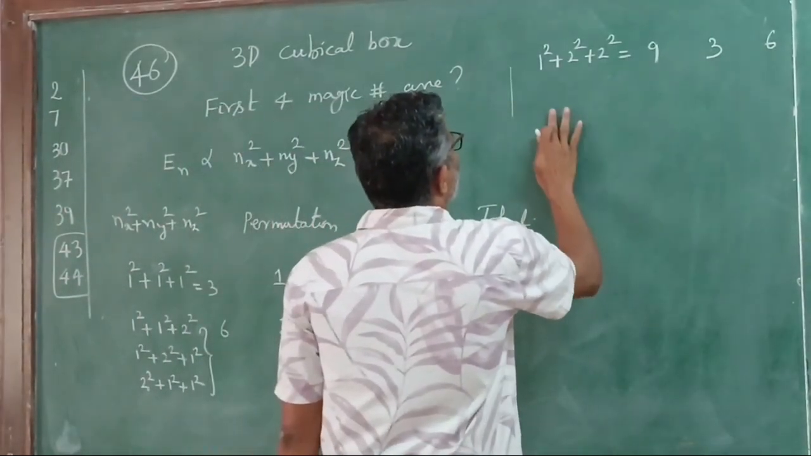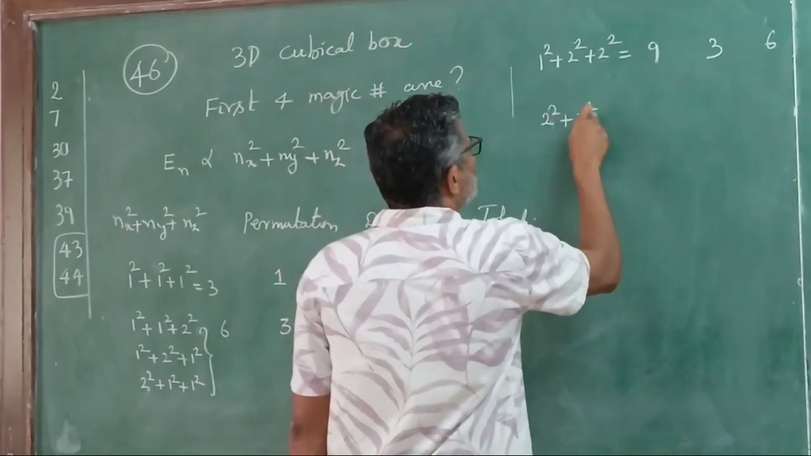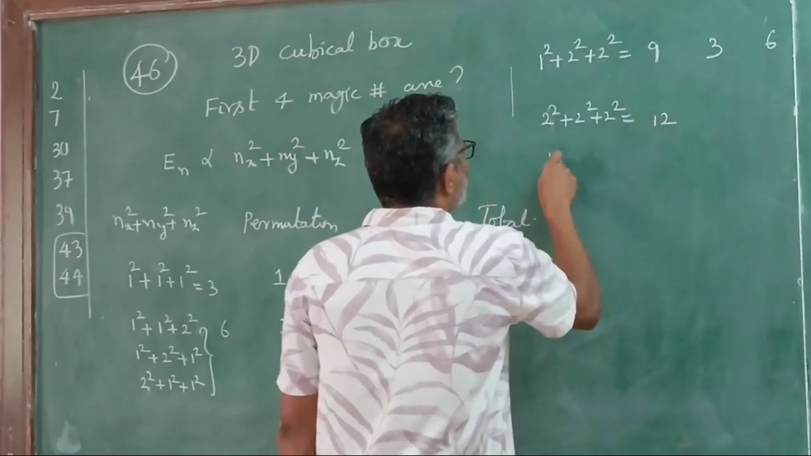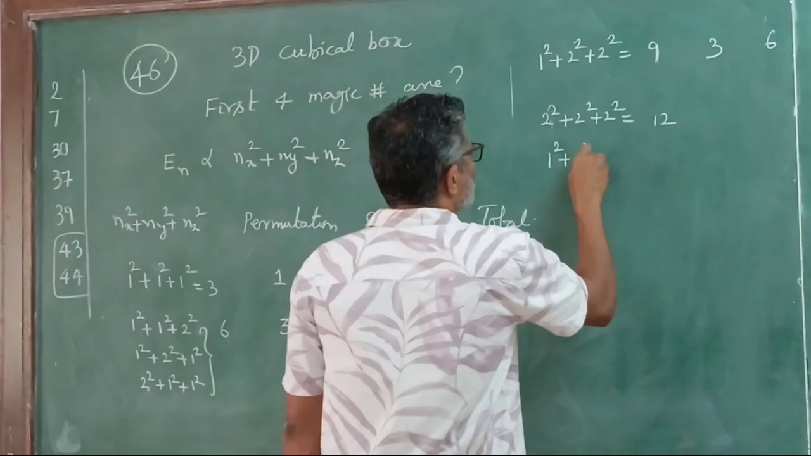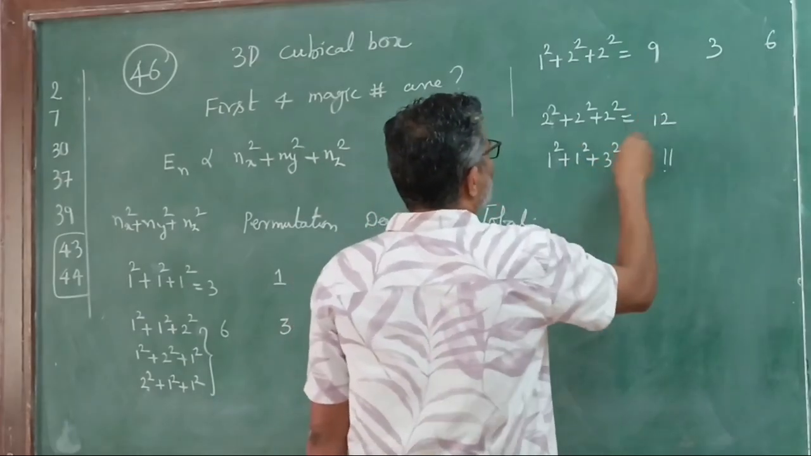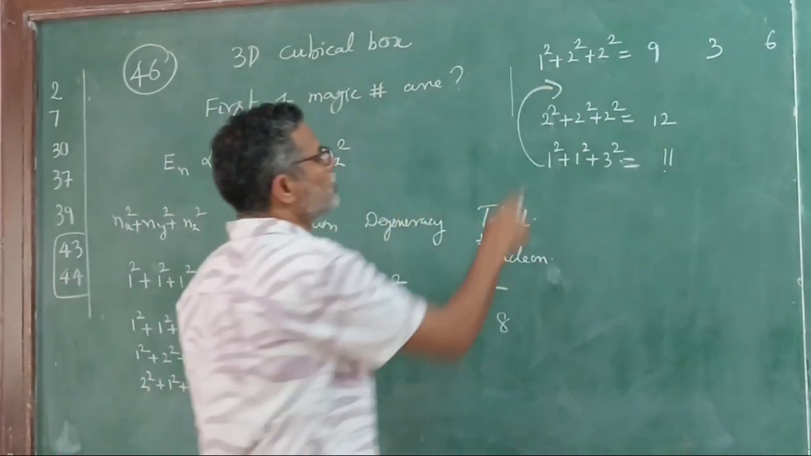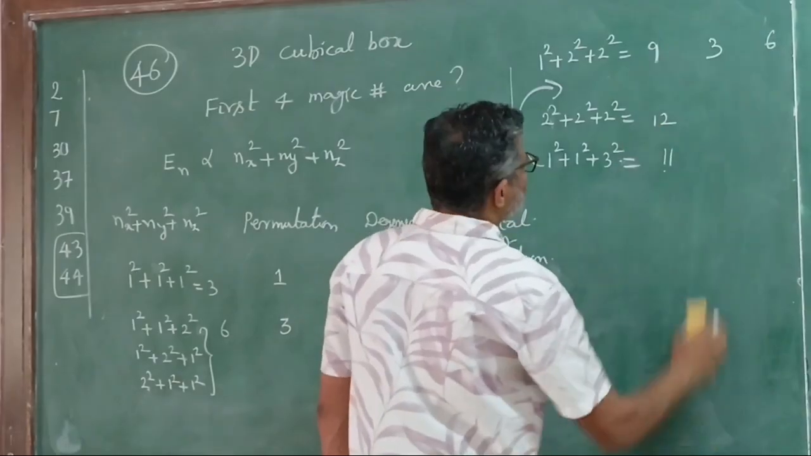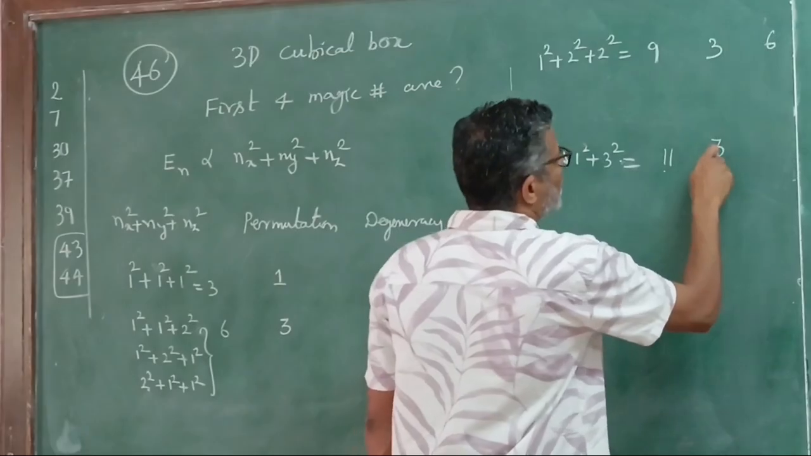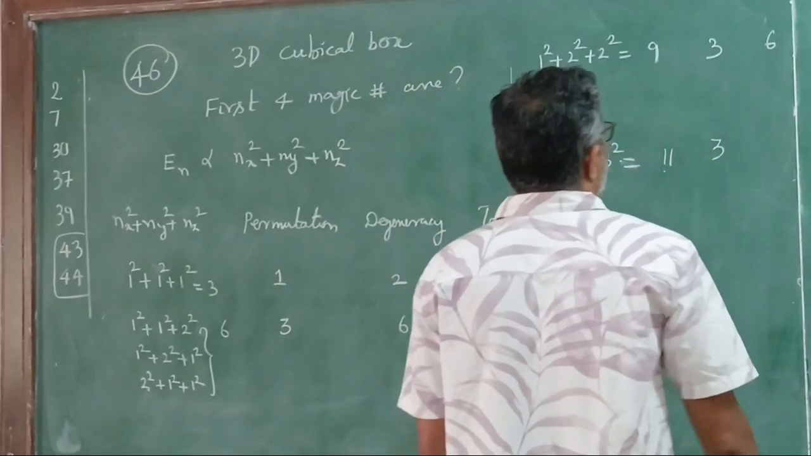And then next one, if you say 2 square plus 2 square plus 2 square, this will become 12. Whereas 1 square plus 1 square plus 3 square will be 11. So this is the lower energy than this, and therefore it should come before. So the next energy level is this, and the degeneracy is again 3. And how many possibilities? Again 6.